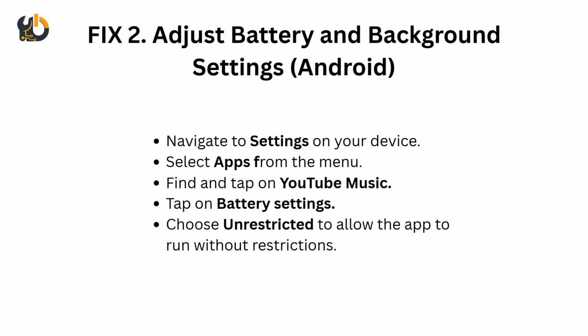Fix 2. Adjust battery and background setting, Android. Navigate to settings on your device, select apps from the menu. Find and tap on YouTube Music, tap on battery setting. Choose unrestricted to allow the app to run without restriction.